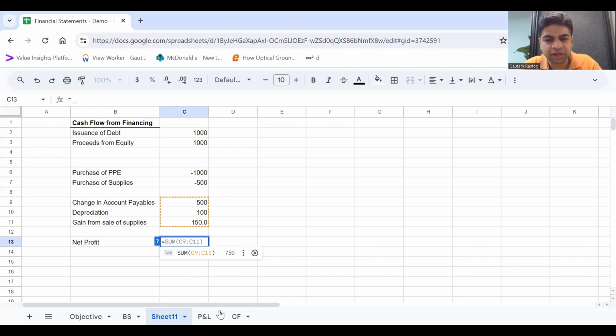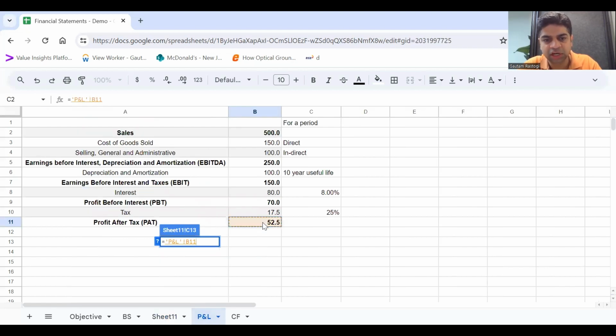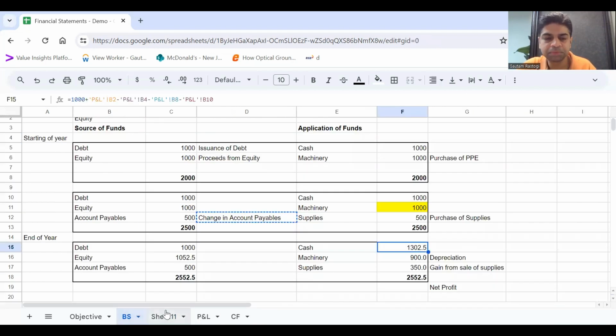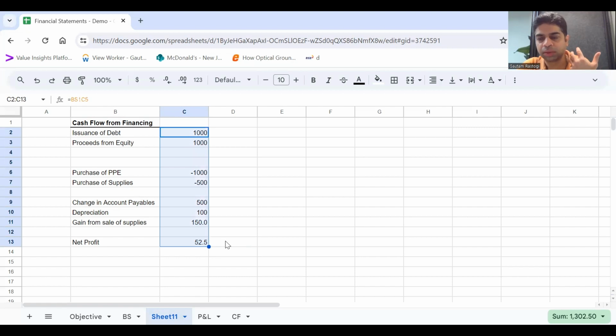And then net profit really is, as a result of all of this, you made a profit. So if you do all of this, your total is 1302.5, which is the same thing that you see here. Here we calculated the net change in cash manually. But now I'm trying to do it in a more structured way, in a way that you should actually do it when you construct cash flow statements.